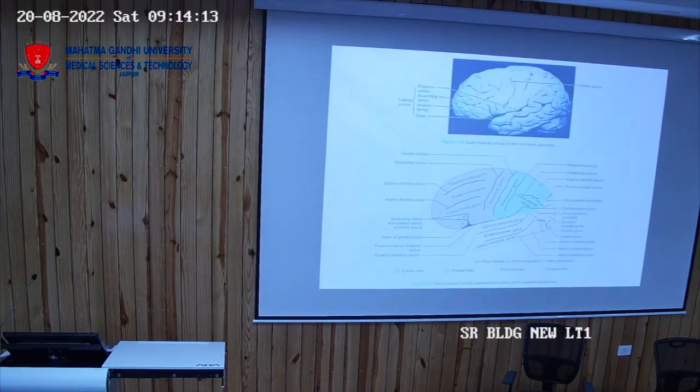That is this one. This is larger in size. And what is this? This is the posterior ramus of the lateral sulcus. And another important part. Look here. We will talk about the imaginary lines.